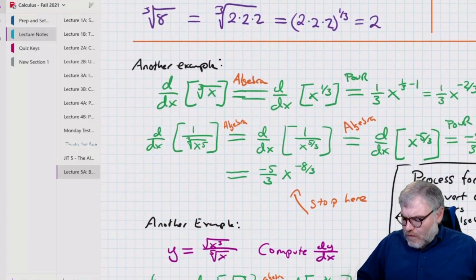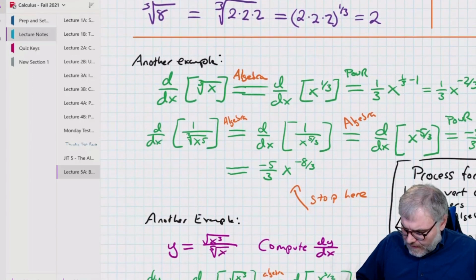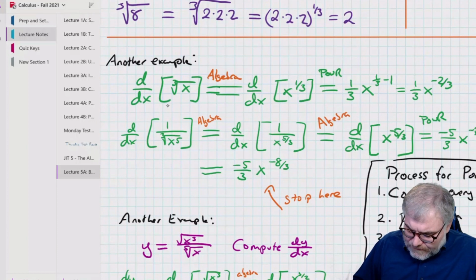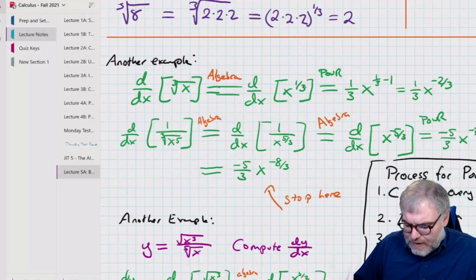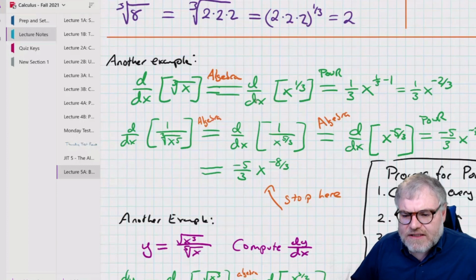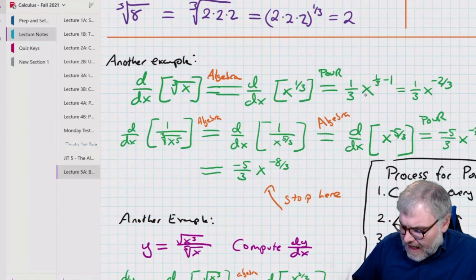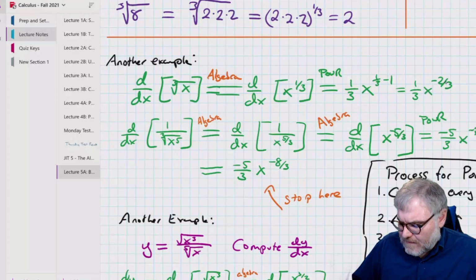Okay, so let's do some more examples. Here is the derivative with respect to x of the cube root of x. I'm going to do some algebra here. I'm going to do d over dx of x to the 1/3. Notice there's no calculus going on here. This is just algebra. Now I'm going to apply calculus with the power rule, and I get 1/3 x to the 1/3 minus 1, which is 1/3 x to the minus 2/3.